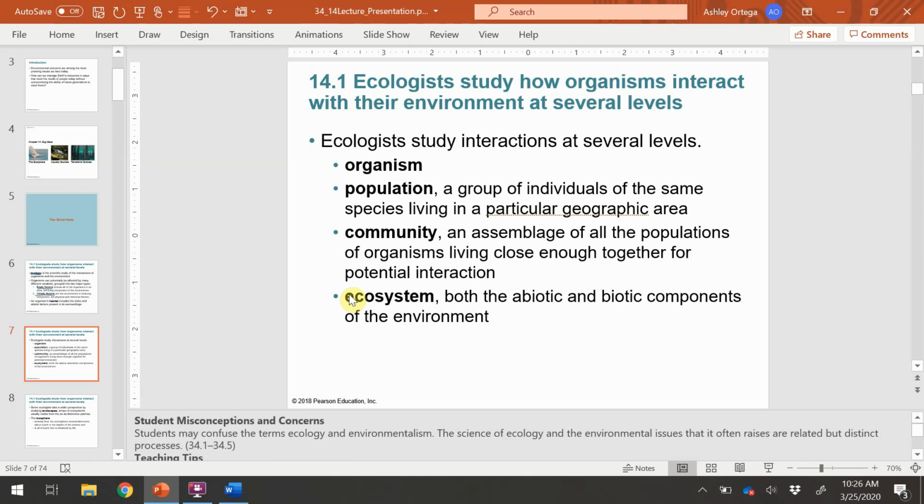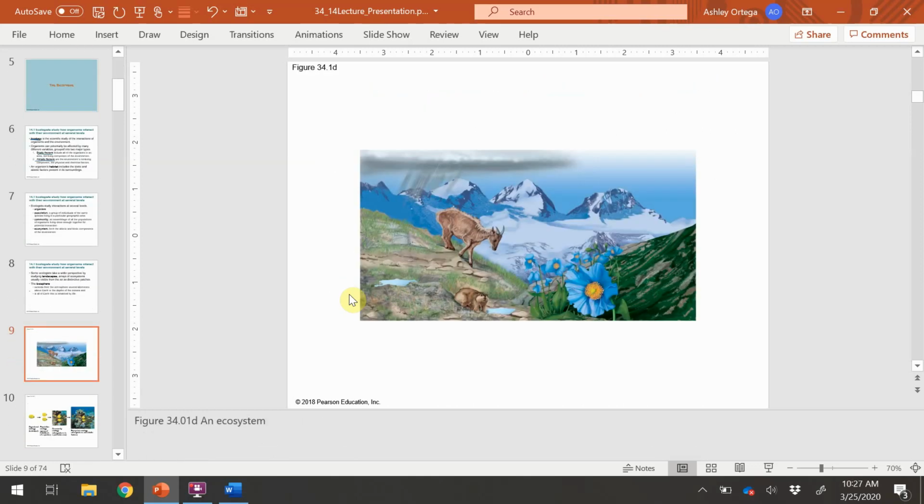Then community would be a group of populations of living organisms living close enough together for interaction. And then ecosystem will bring the community plus the non-living factors, the abiotic components together. And so I think I have a little picture of that down here.